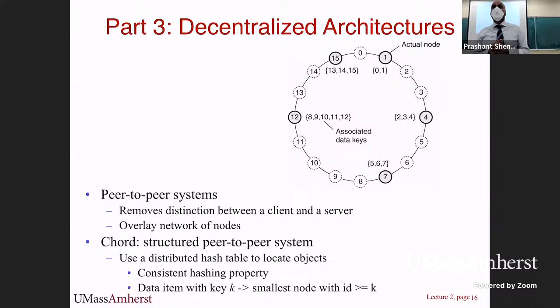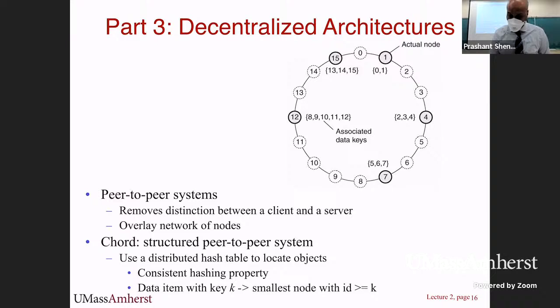Is there a separate machine that does the reallocation? There is no separate machine. Everything is decentralized. There's no server to do it. So all the peers themselves have to coordinate this. So that complicates things a little bit.